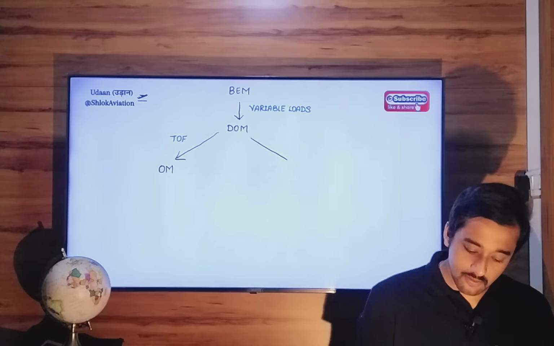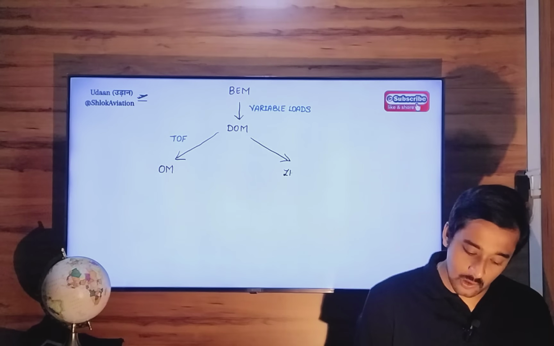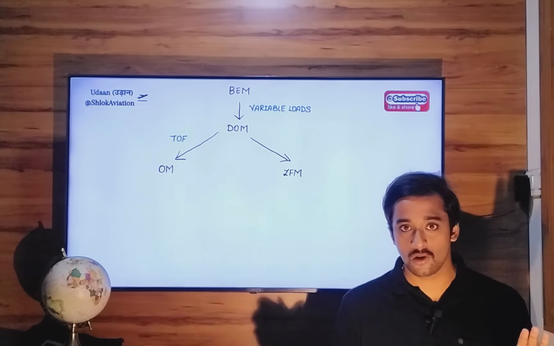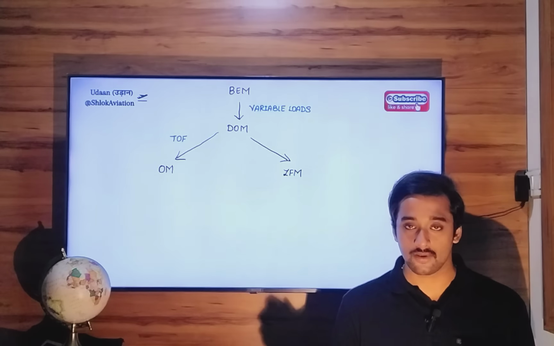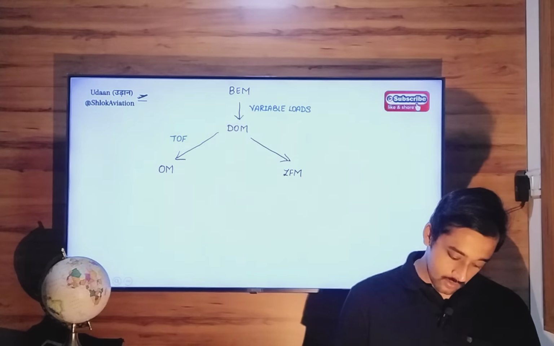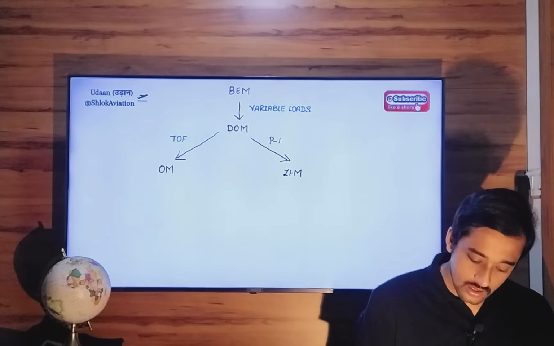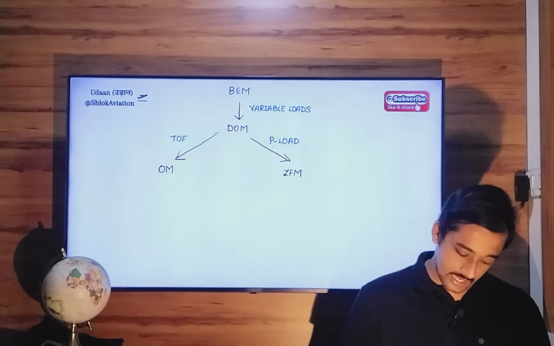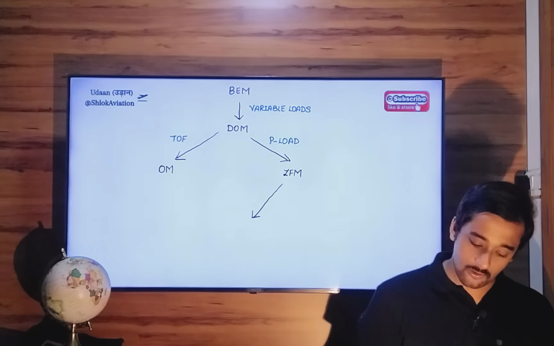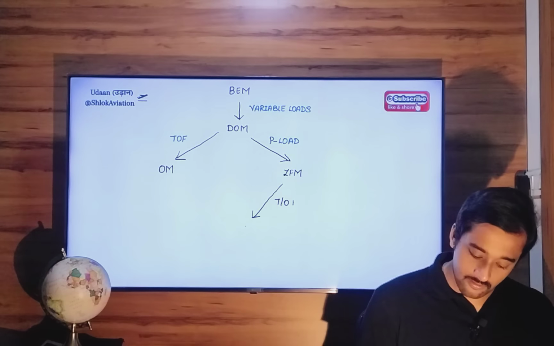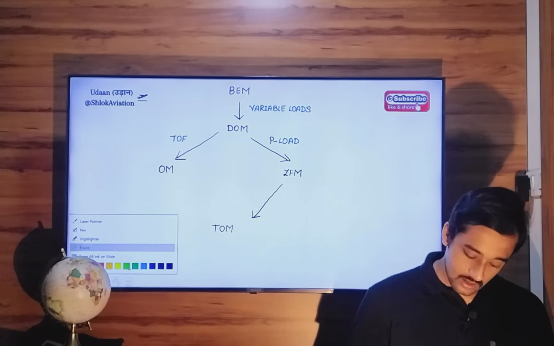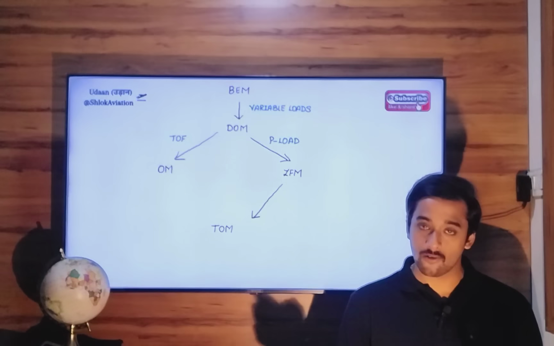Next, DOM plus payload will give you zero fuel mass. Zero fuel mass means no usable fuel, no takeoff fuel in the fuel tanks of your aircraft. Nevertheless, zero fuel mass will include unusable fuel. So DOM plus payload is going to be your zero fuel mass. Next, zero fuel mass plus takeoff fuel or fuel on board will give you takeoff mass.